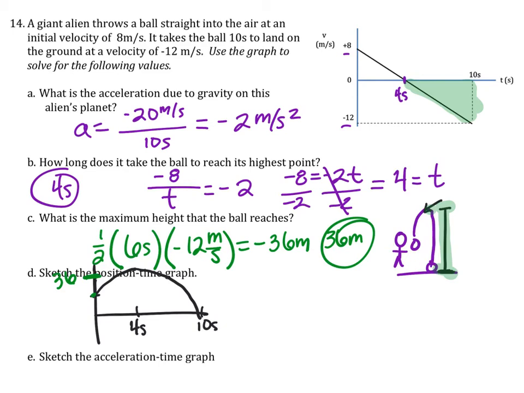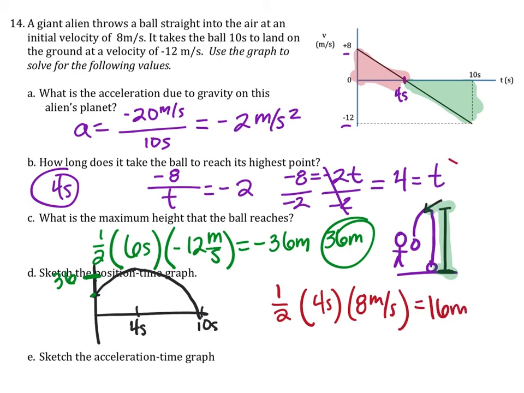And to figure this out, we are going to use the area for the first triangle. So we're looking right here. To solve for that, you're just going to do 1/2 times its width of 4 seconds times its height of positive 8 meters per second. When you work that out, you get 16 meters. So the difference between this highest point and this point needs to be 16. So if I subtract 36 minus 16, that would give me 20 meters. So it's going to start from a height of 20 meters.